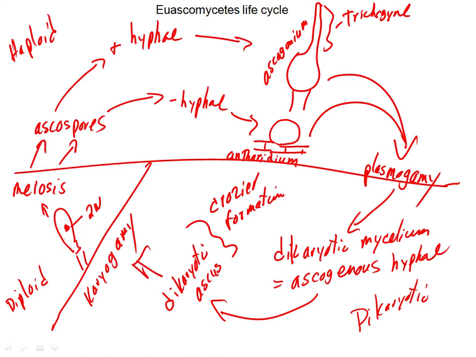All we need is one arrow to complete it. Karyogamy takes place in the dikaryotic ascus, and that's it. Life cycle of Euascomycetes. Yes?